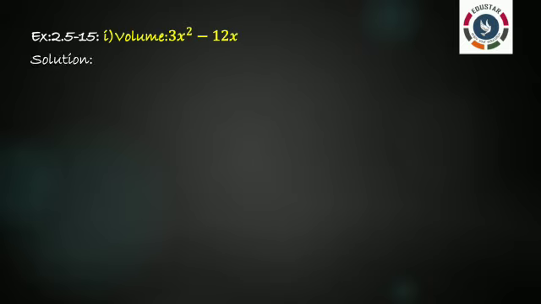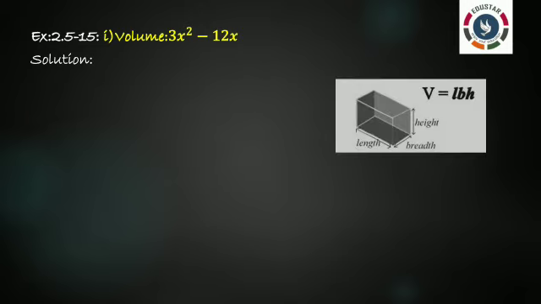Exercise 2.5, page number 50. Read the question, guys. What do we have here? What are all the possible expressions for the dimensions of the cuboids whose volumes are given below? So here, first subdivision. What have they given? Volume. And what do we have to find here? Dimensions of the cuboid. So first, what is the volume of a cuboid? Length into breadth into height. These length, breadth and height are what? Dimensions of the cuboid. So we have to find what? Expressions for length, breadth and height.